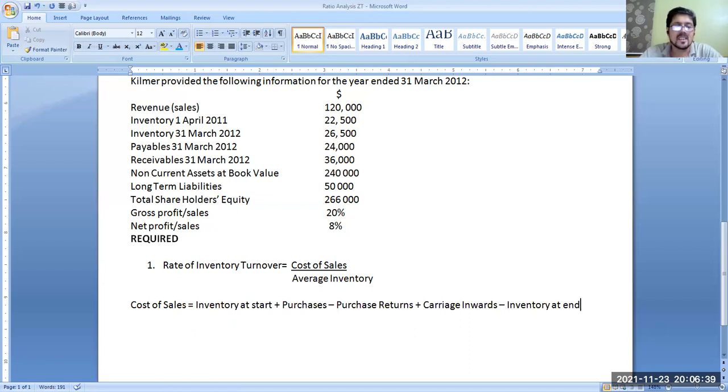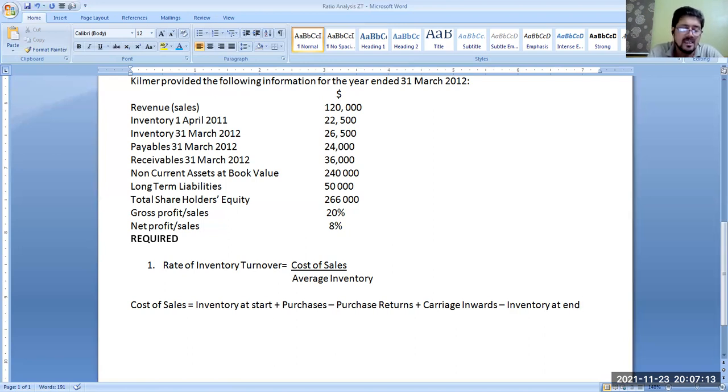Now, if we have to calculate rate of inventory turnover, we should know the amount of cost of sales. In this question we are given revenue, opening inventory, closing inventory, payables, receivables, non-current assets, long-term liabilities. Cost of sales is not given, but it is not difficult to calculate. How? The gross profit to sales ratio is 20%. It means out of revenue 120,000, 20% is profit. It means 80% is your cost.